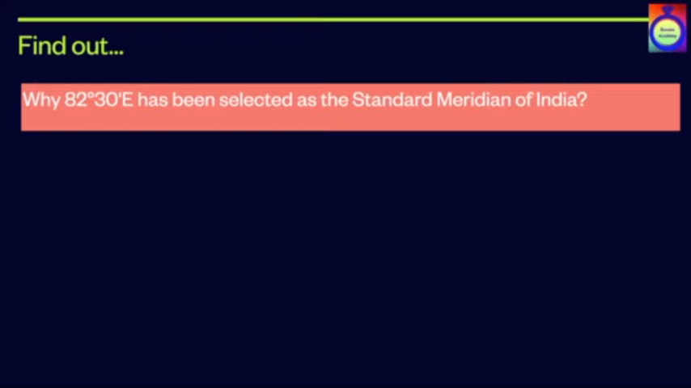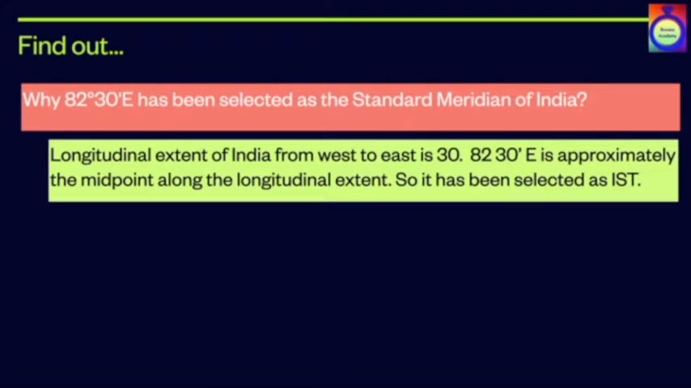Then we have to find out part of our syllabus. Why has 82 degree 30 minute eastern longitude been selected as the standard meridian of India? As I already told you in this lesson, it is the midway point between the eastern longitudes, from the western point, Gujarat, to Arunachal Pradesh. It is exactly the midway point.